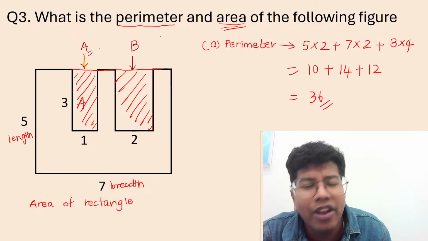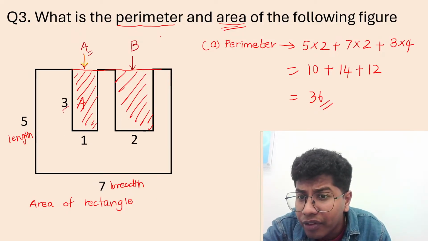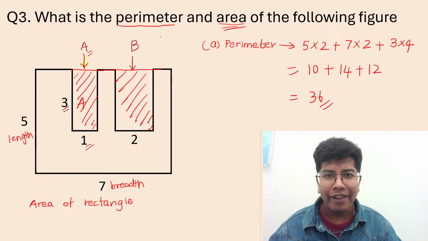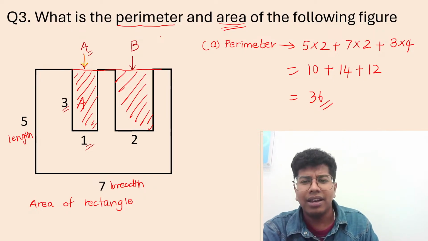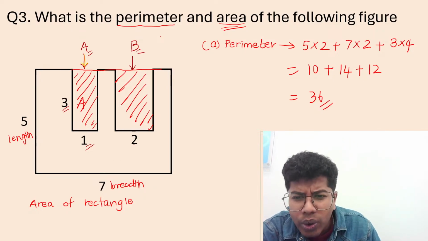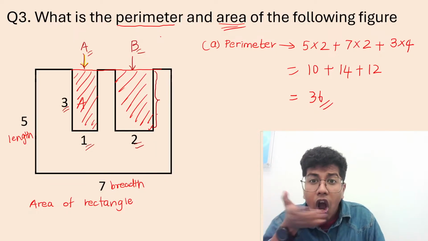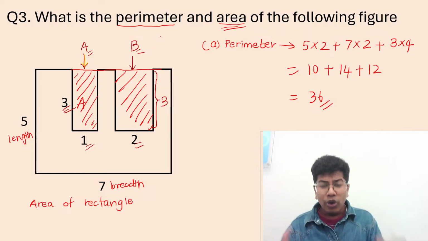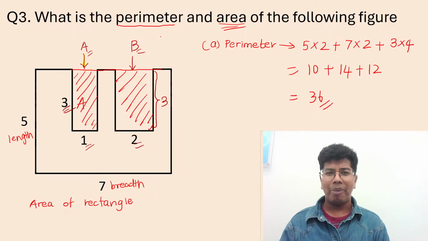Can we find the area of A? To find it, we need length and width. Do we have them? Both the values we have. So can we calculate the area of A? We can. What about B? We know its width. Do we know its length? Do we know this part? It's the same thing. This is 3, this is also 3. So we technically know the length and width of both the parts.